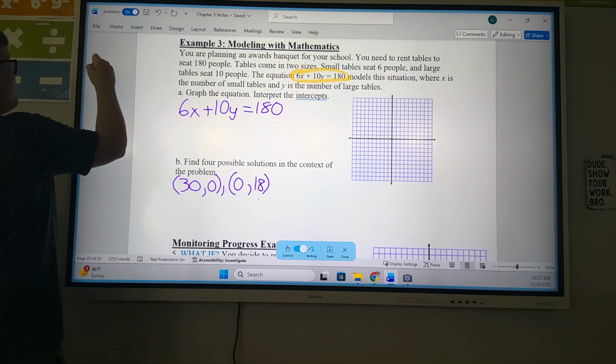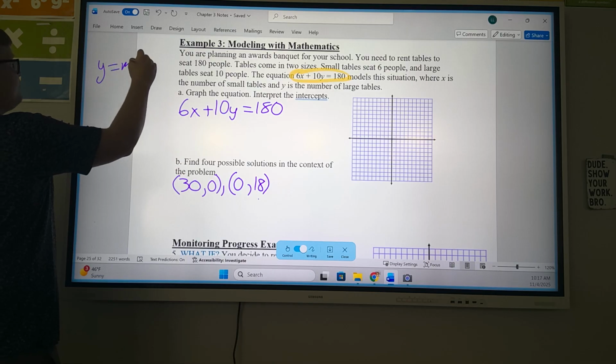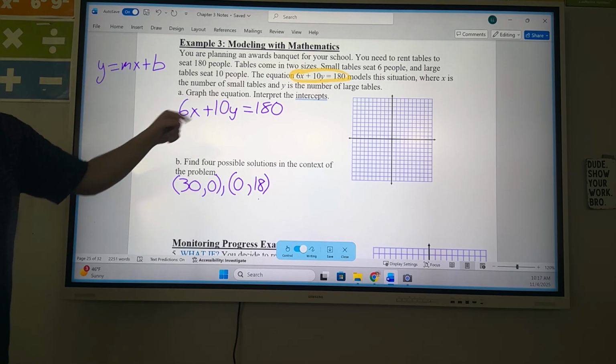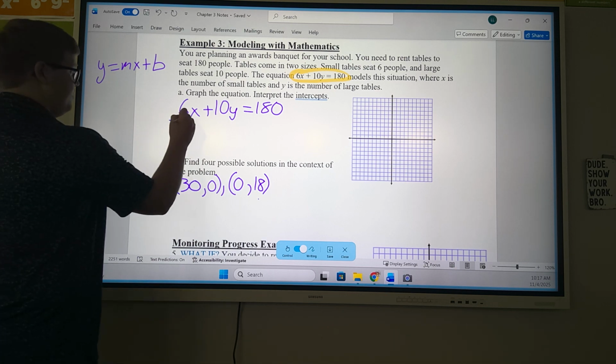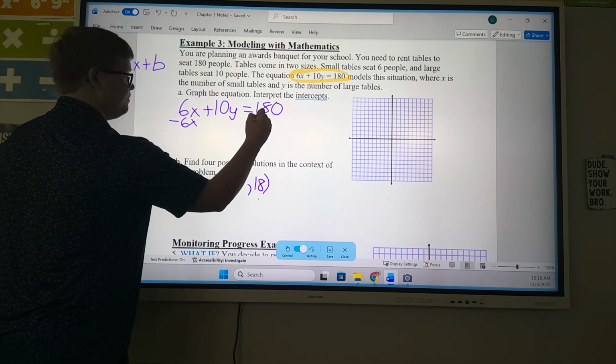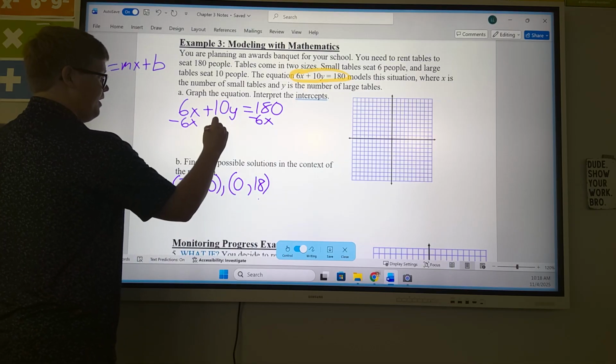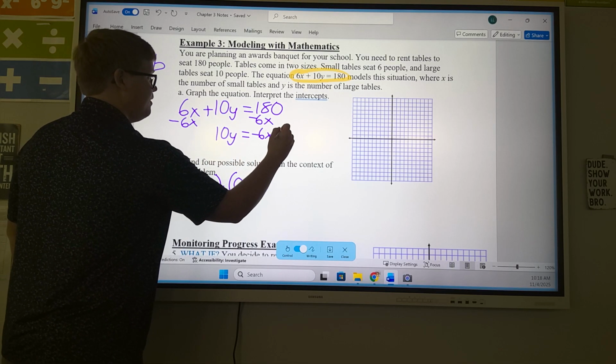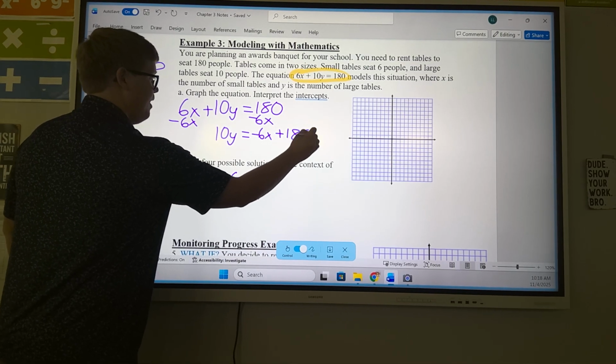Slope-intercept form is written as y equals mx plus b. We haven't talked about graphing slope-intercept form yet, but that's also another solution you could use. But if we're trying to get y by itself, just like slope-intercept form, we have to subtract 6x first. Then we'd be left with 10y equals negative 6x plus 180.